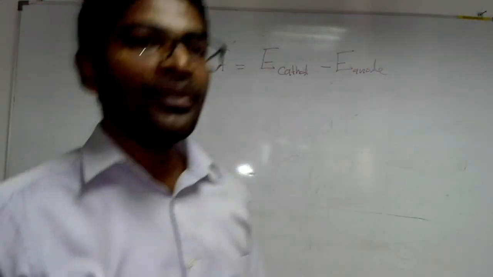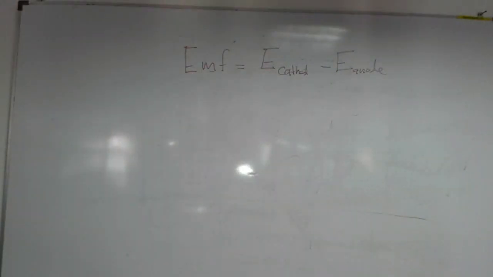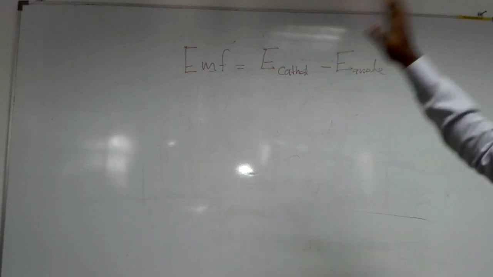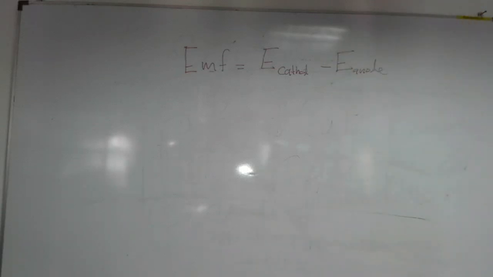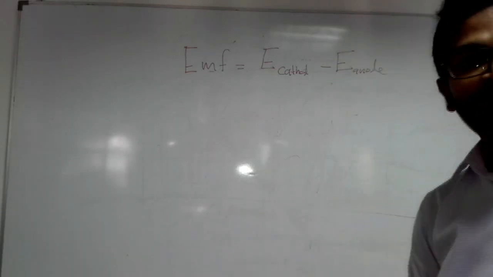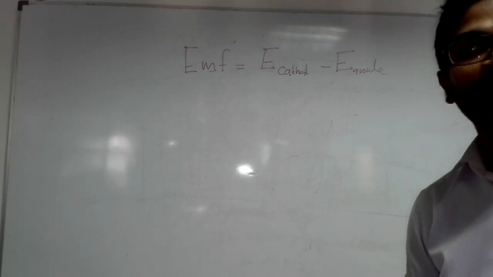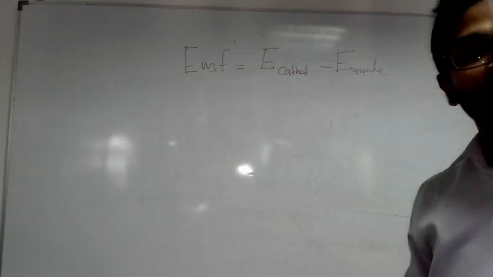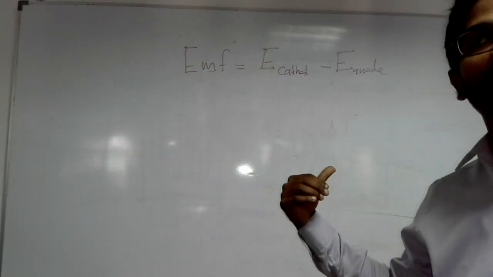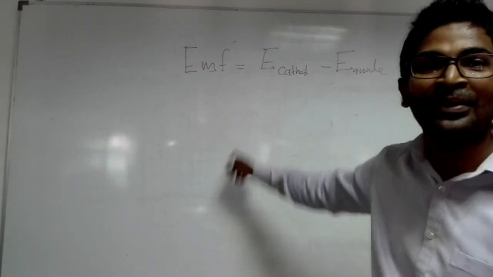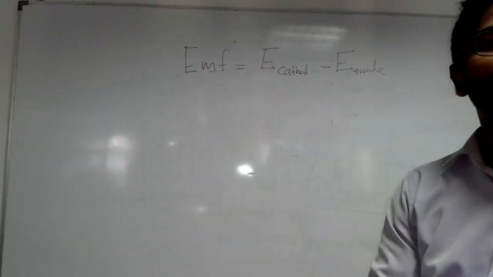So electromotive force means you can use this equation. EMF is the electrode potential of the cathode minus the electrode potential of the anode. When we consider an electrochemical cell, it should have a spontaneous reaction. Spontaneous means they release energy in this part, the electrochemical cell.